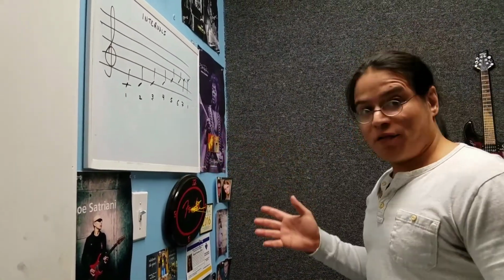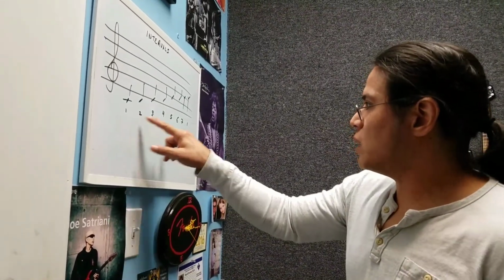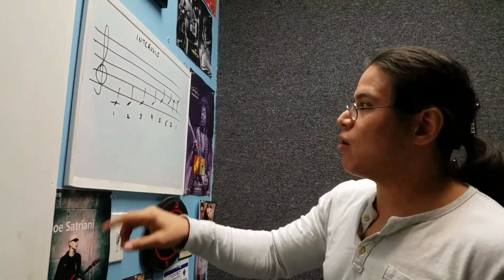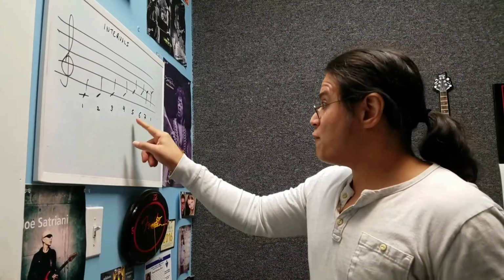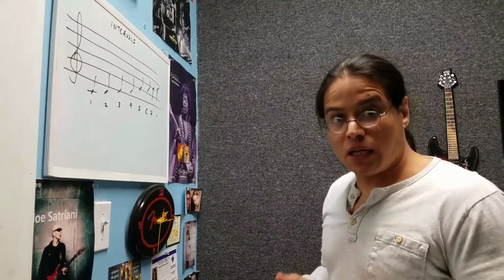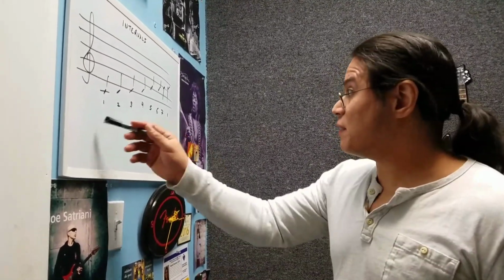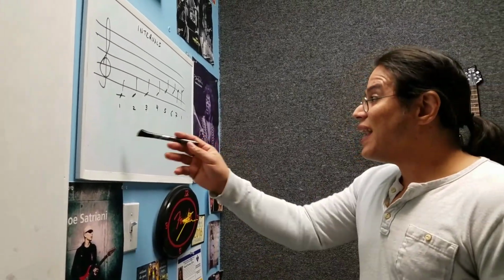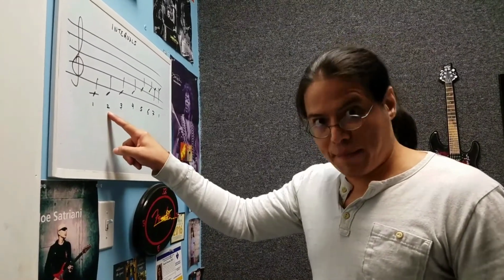Now, which ones are perfect and which ones are major? Our fourth, 1 to 4, our fifth, 1 to 5, and our octave, 1 to 1. Those are our perfect intervals. So the fourth, fifth, and octave are going to be our perfect intervals. Everything else is major, okay? So once again, the fourth, the fifth, and the octave are perfect. Everything else is major. That means that my second is a major second.